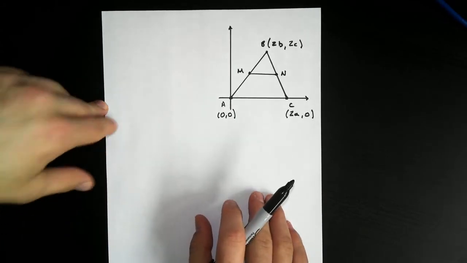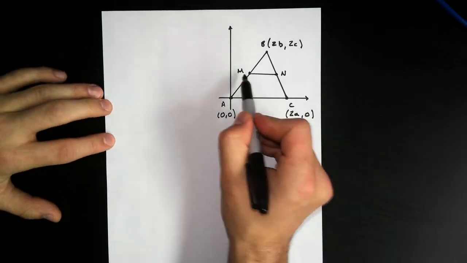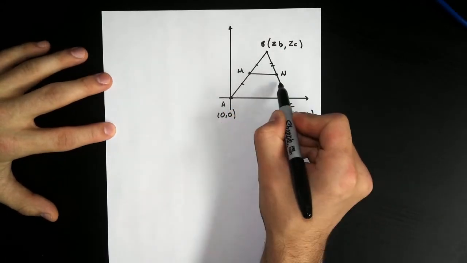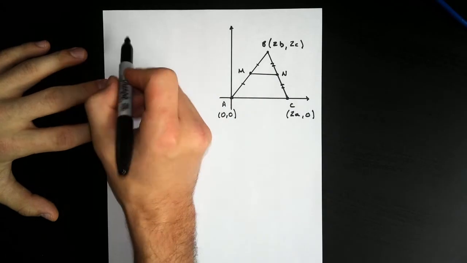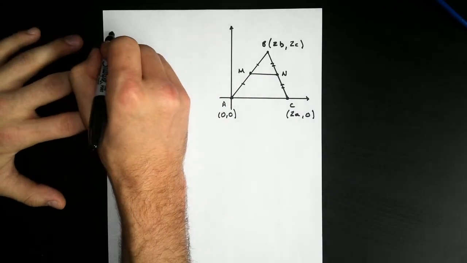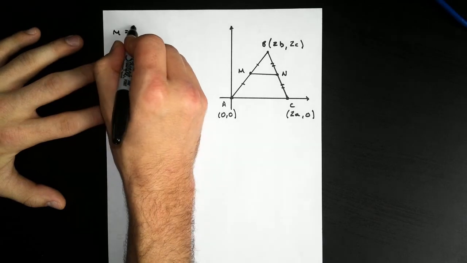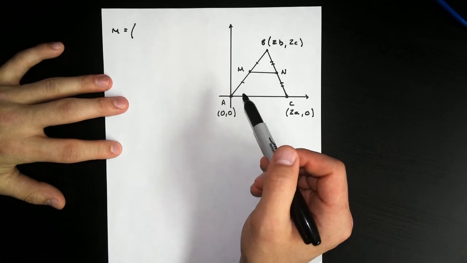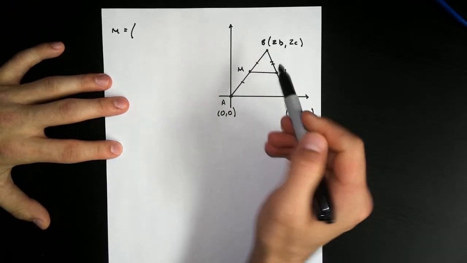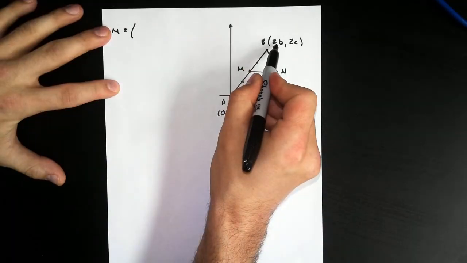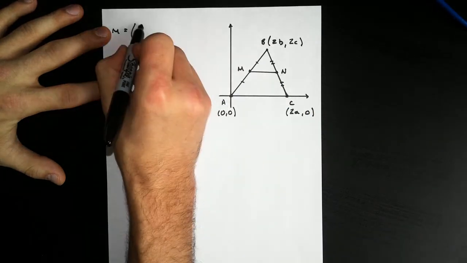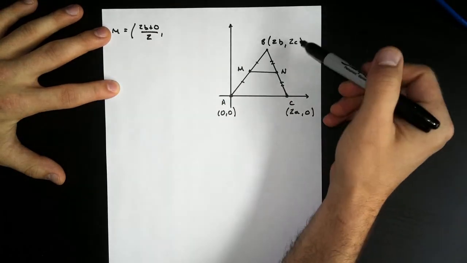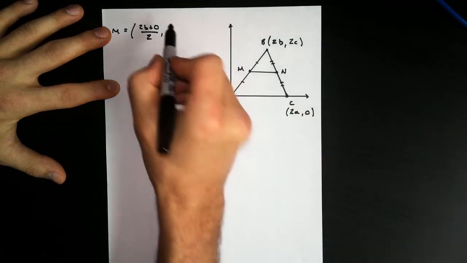So, first step, we need the coordinates for M and N. I know that they're midpoints, and we have a midpoint formula, so why don't we use that to find it? So to find the midpoint, you add the x's together, divide by 2, and you add the y's together, divide by 2. So we have my two x values, 2b and 0, and the two y values, we have 2c and 0.